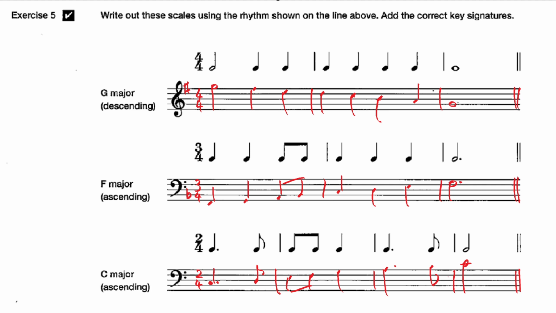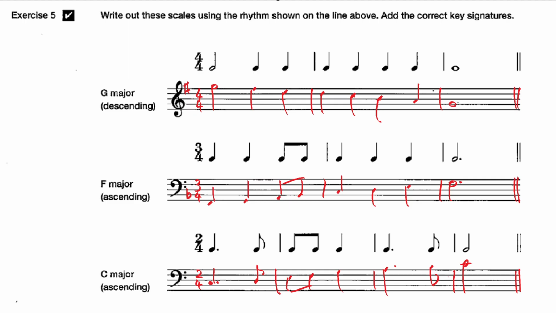I'm not going to sing the top one at pitch because it's too high for me. We sing Sol, Fi, Mi, Re, Do, Ti, La, Sol. The next one. 1, 2, 3. Fa, Sol, La, Te, Do, Re, Mi, Fa. And the final one starting on Do. 1, 2. Do, re, mi, fa, sol, la, ti, do.